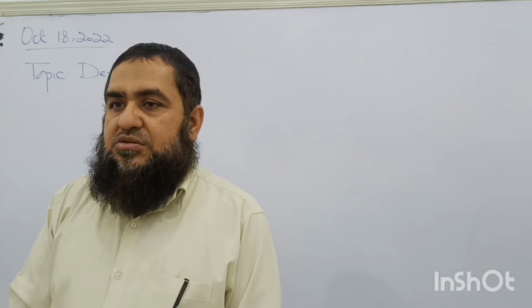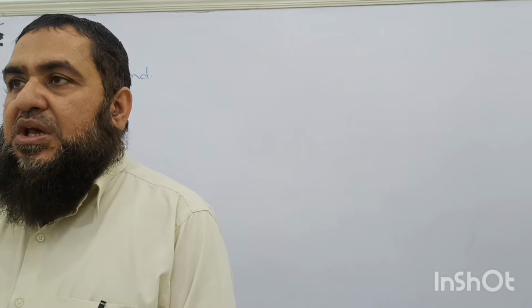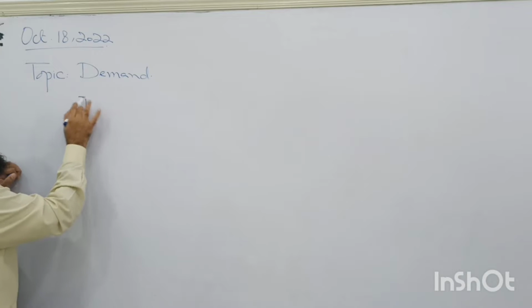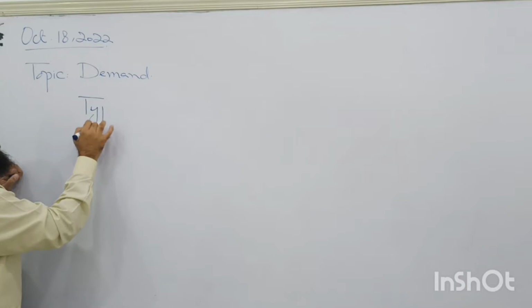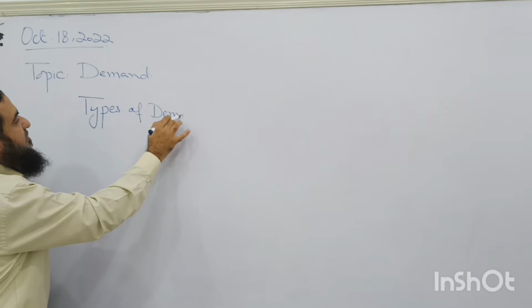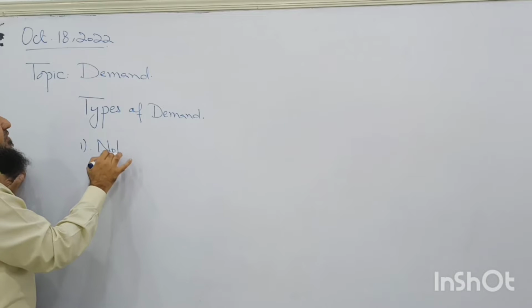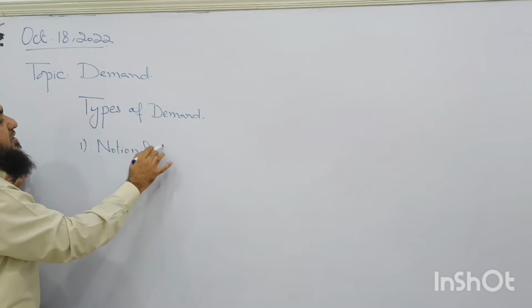Today I am going to explain what are the different types of demand, and then we will see how the demand, individual demand and market demand curves are derived or they have to be drawn. So first thing I want to explain quickly what is meant by the types of demand. What are the types of demand? One is called notional demand, as I was talking about it yesterday.